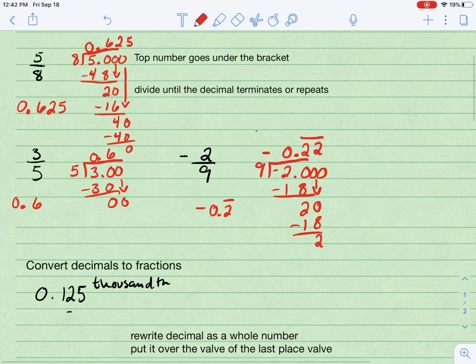Okay, so that's converting fractions into decimals. So it's just division. You can use a calculator and just divide the top number by the bottom number. Fractions are just division problems.